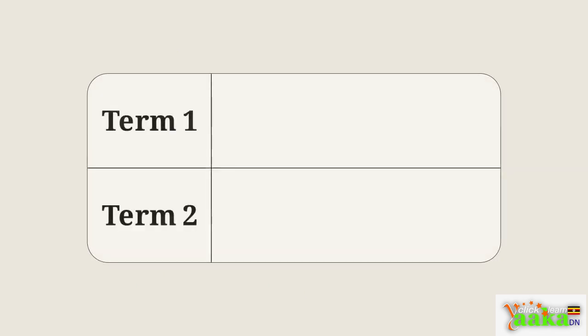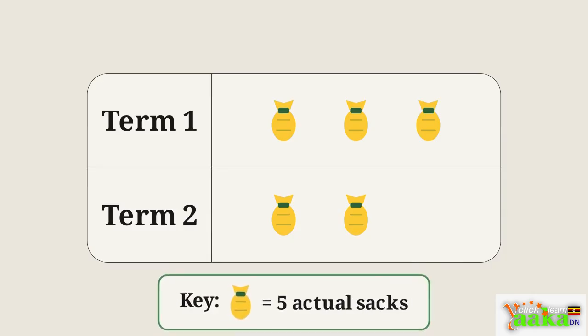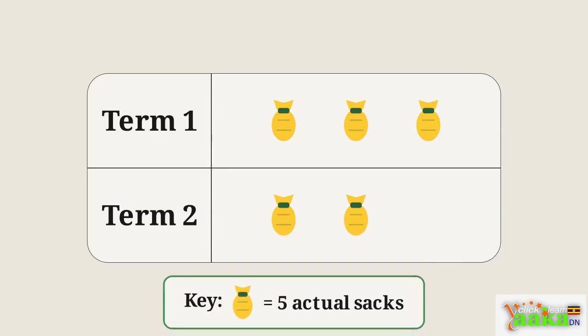A pictograph represents data using picture symbols, like these harvested sacks of matuke. The most important step is checking the scale key at the bottom. This key defines the specific value of a single picture, representing 5 real sacks. If you count the pictures one by one, you will misinterpret the data. Because of the key, a row of 3 pictures doesn't mean 3 sacks. It represents 5, 10, and 15 sacks.